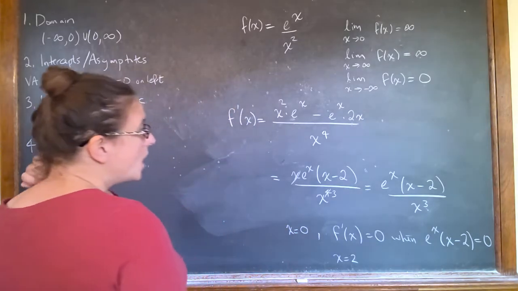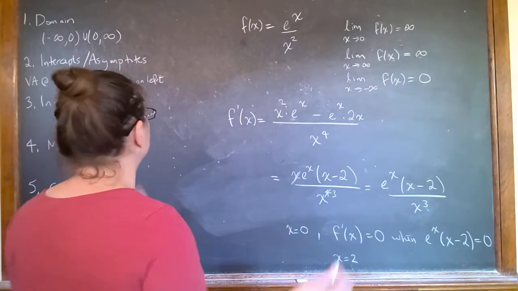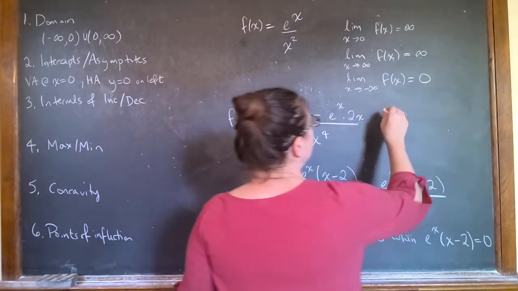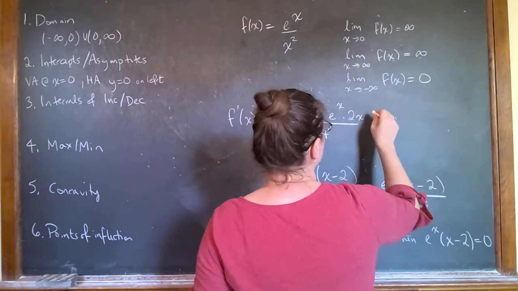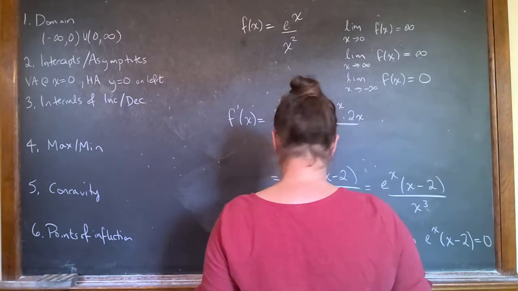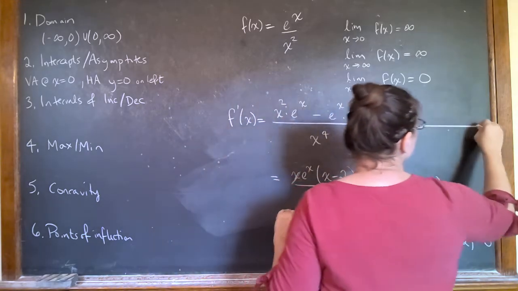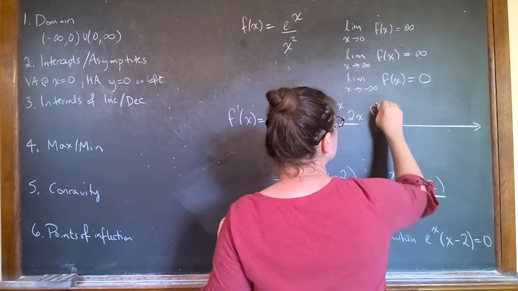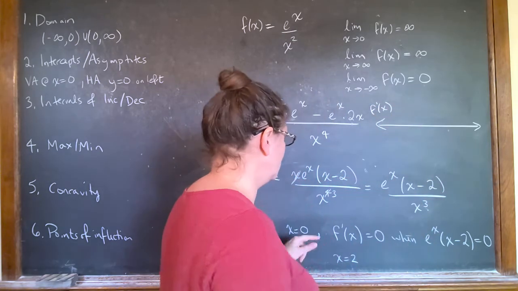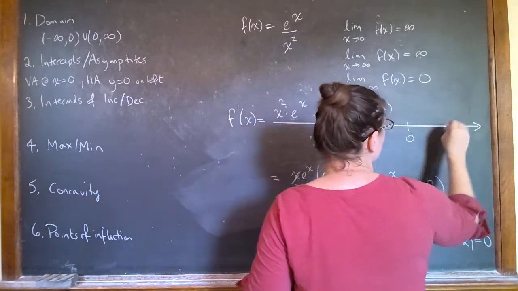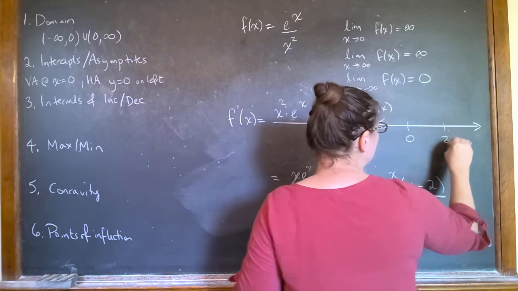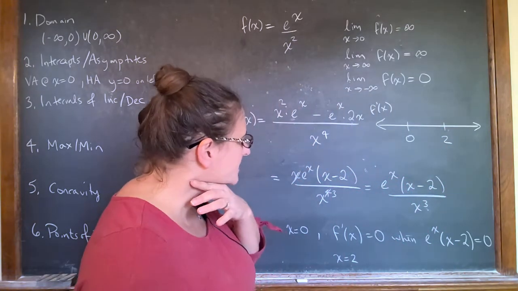Okay? That gives me, I'm really going to run out of space here, I know it. We'll make the graph small. That gives me the following thing. For my sign chart for the first derivative, I have those 2 points, 0 and 2. So let's look at this.